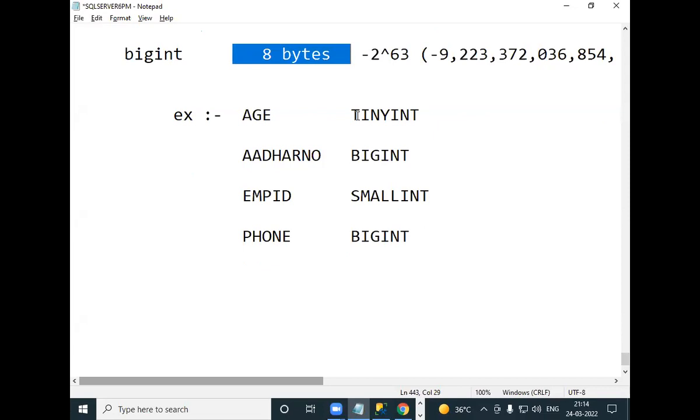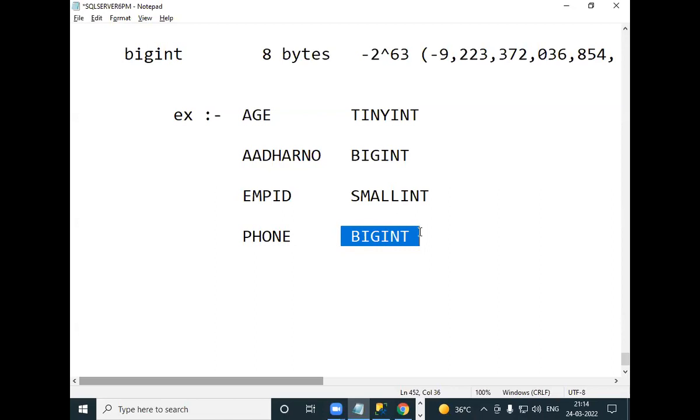Varchar is better. Why? You are not getting the phone number. Phone numbers are numbers, digits. I can use big integer, I can use varchar. Then which is better, I'm asking. If we use varchar, it takes 10 bytes. If we use big integer, it takes 8 bytes. Which is better? Big integer is better.